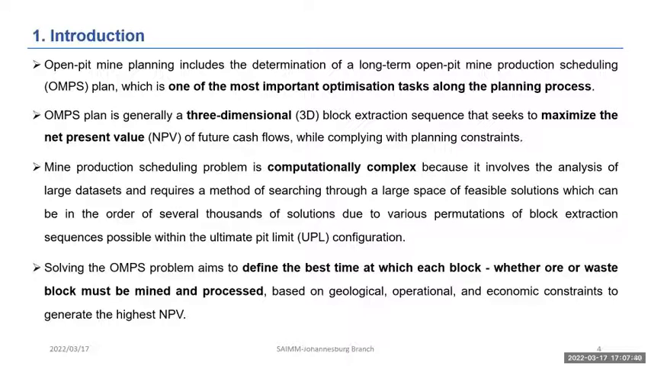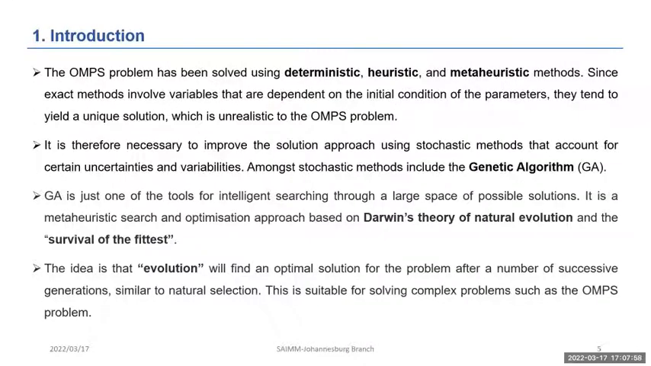Solving the production scheduling problem, therefore, aims to define the best time at which each block within the ultimate pit limit, whether ore or waste block, must be mined and processed in order to guarantee the highest NPV. The problem has been solved by other authors or researchers using different techniques, including deterministic, heuristic, and metaheuristic methods. Because deterministic methods involve variables that are only dependent on the initial condition of the parameters, these methods tend to provide a unique solution, which is very unrealistic for solving the production scheduling problem. It was therefore necessary for me to improve the solution approach using stochastic methods that account for certain variabilities and uncertainties. And among these stochastic methods, we have the genetic algorithm.